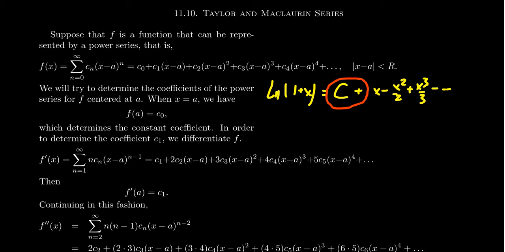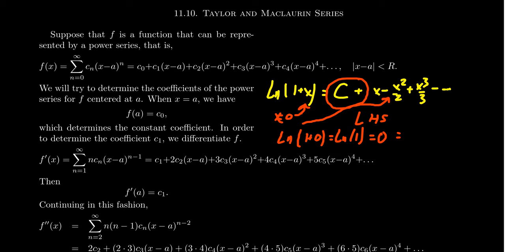So what we did was plug in the center of the power series. Let's plug x equals 0 into the above equation. This gave us the natural log of 1 plus 0, which equals the natural log of 1, which itself is equal to 0. That was the left-hand side of that expression. But when we plug in the center of the power series, every term will disappear except for the constant term, and so this helped us determine that the constant term is 0.